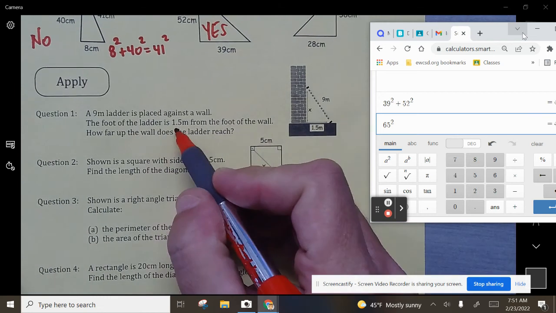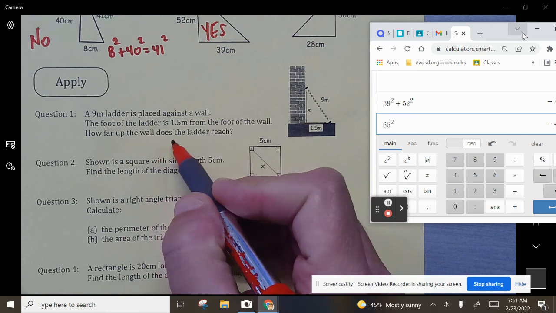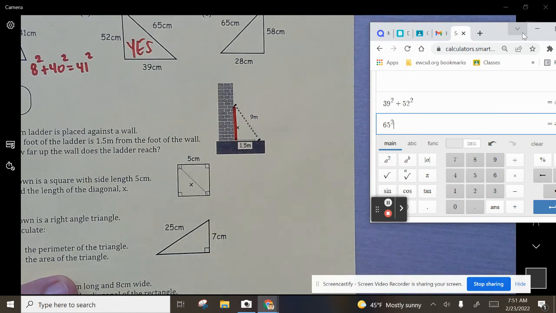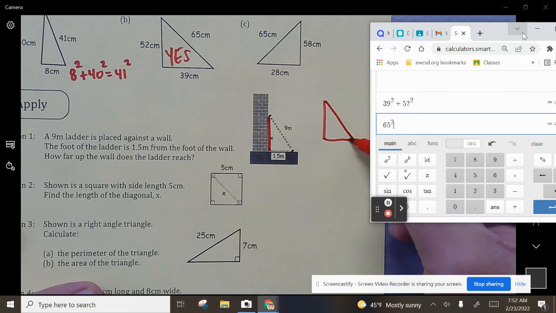The foot of the ladder is 1.5 meters from the wall. How far up the wall does the ladder reach? So they want to know what this size is. Now, what part of the triangle is this one right here? This is what we have, right? And we have this is 1.5 and this is 9.